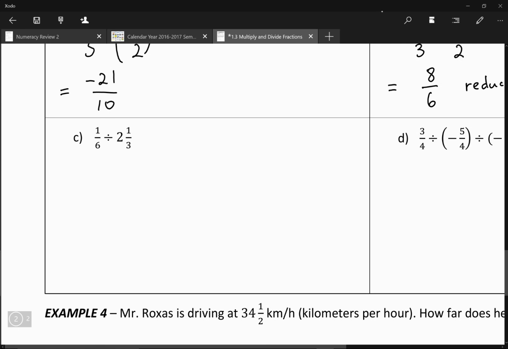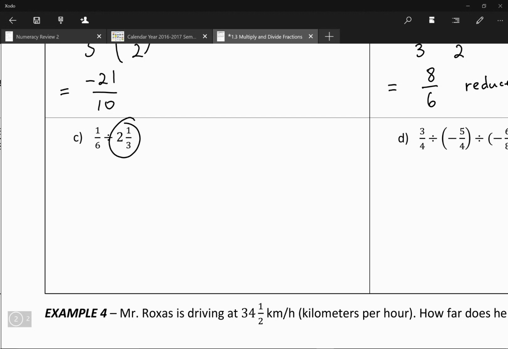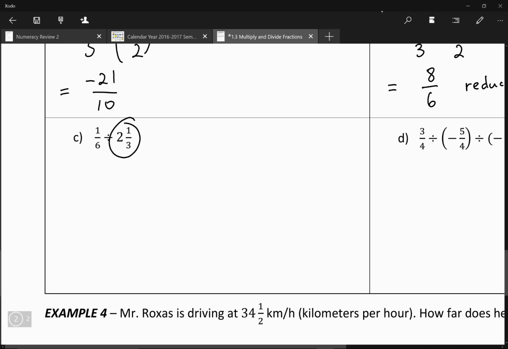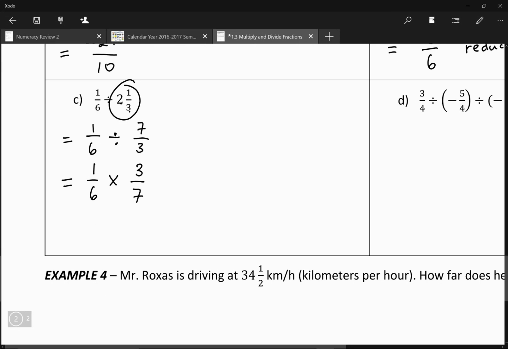Okay, next one. Again, mixed numbers, we don't like those, so change that back to an improper fraction. So here I have 1 over 6 divided by, so 2 times 3 is 6, plus 1 is 7 on the top, and 3 on the bottom. And now here's my new question. Now, follow the 2 steps. Write the 1 over 6, multiply, flip the second fraction, 3 over 7, and then carry out the same steps as before. So 1 times 3 is 3, 6 times 7 is 42.